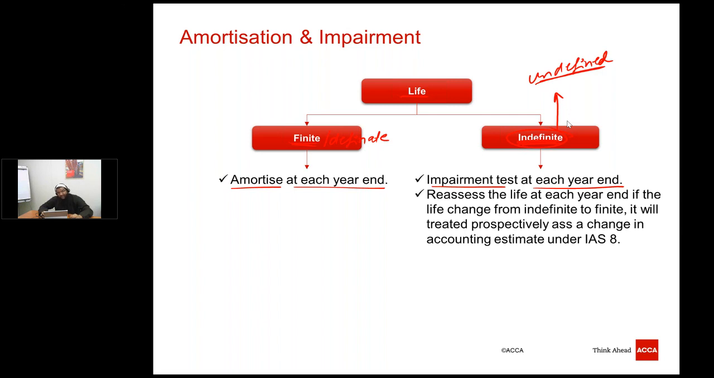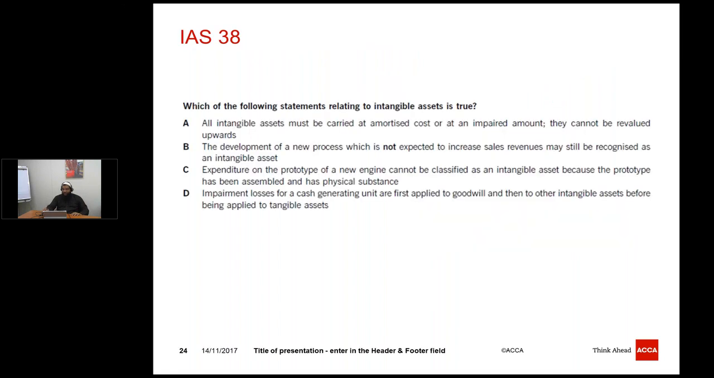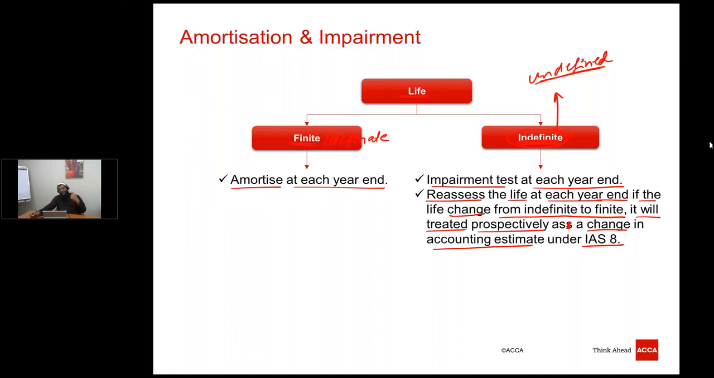So if the life is indefinite, undefined, we are going to impairment test this at each year end. Plus, we are going to reassess the life at each year end. If the life changes from indefinite to finite, it will be treated prospectively as a change in accounting estimate under IAS 8.